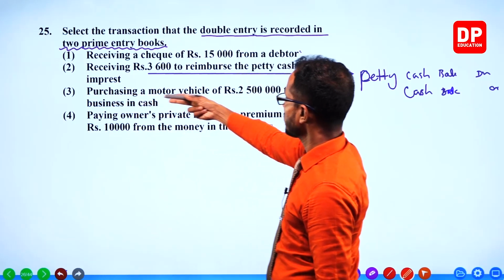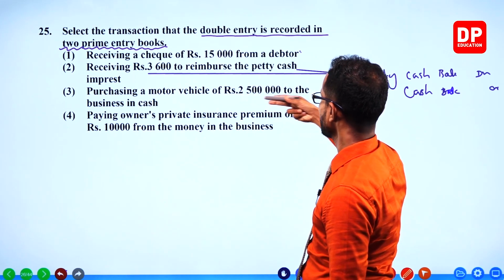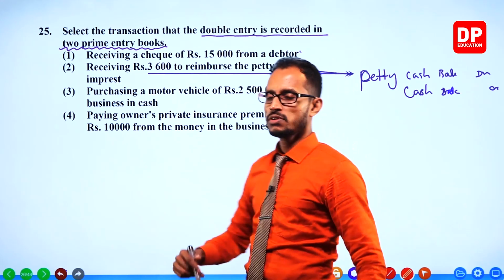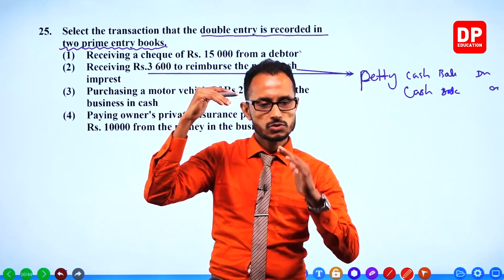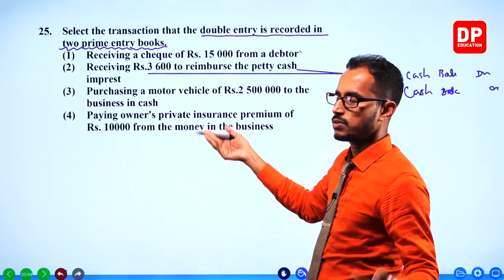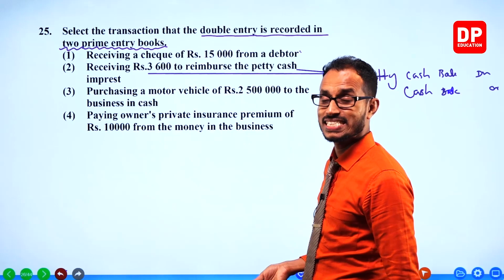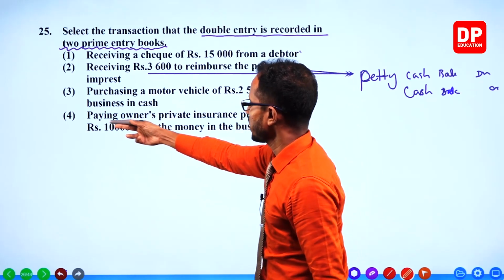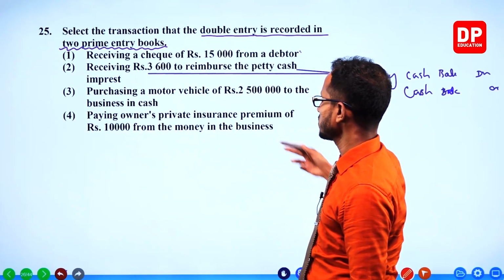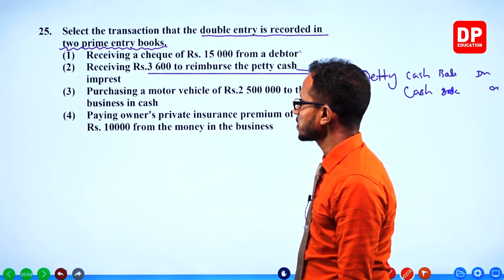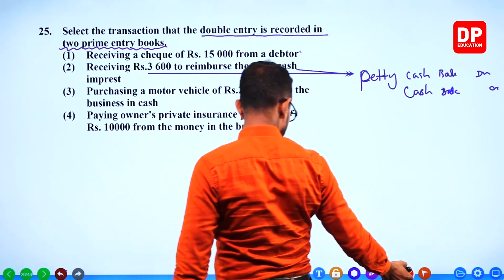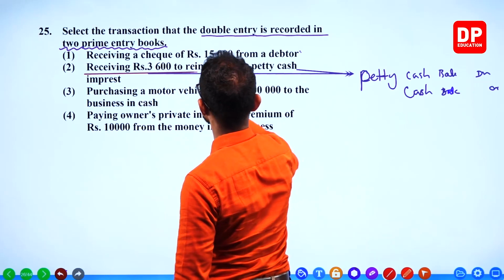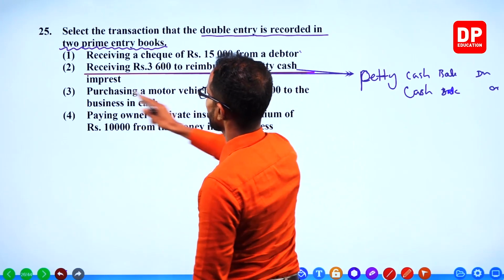Let's see the next. Purchasing a motor vehicle of 2.5 million for the business in cash. Motor vehicle account debit, cash goes down, so cash credit. Motor vehicle account is not a prime entry book, so both entries do not go to prime books. Paying owner's private insurance premium of 10,000 from the business money. That's a drawing. So this is the answer.